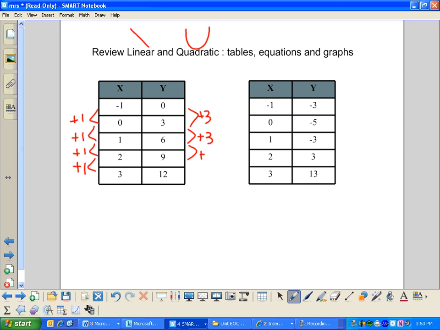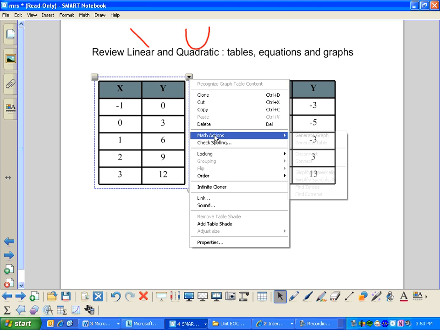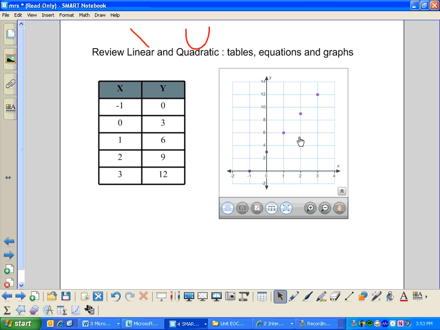Continue on. All my changes in y are constant. This is a linear function. Let's see what it looks like. There it is. That's a line. This is a linear function. It's a function, it passes the vertical line test.